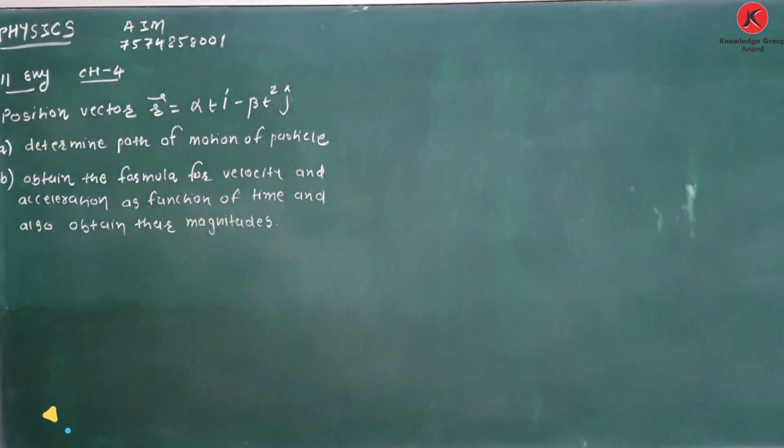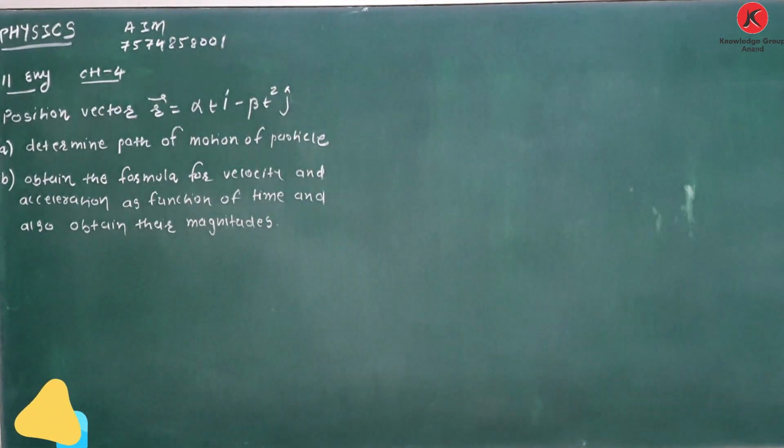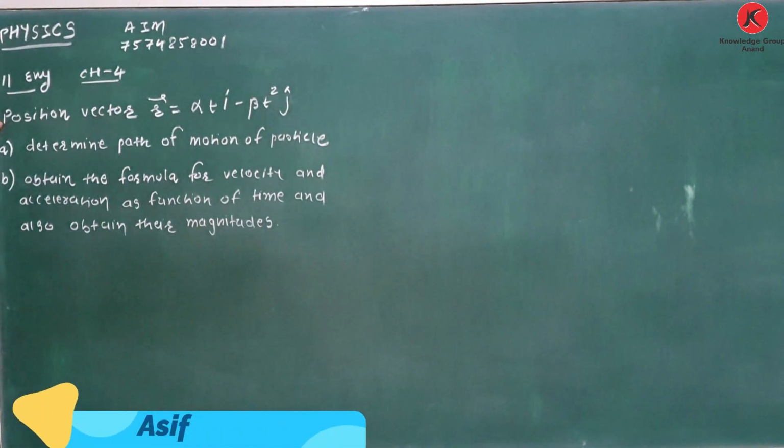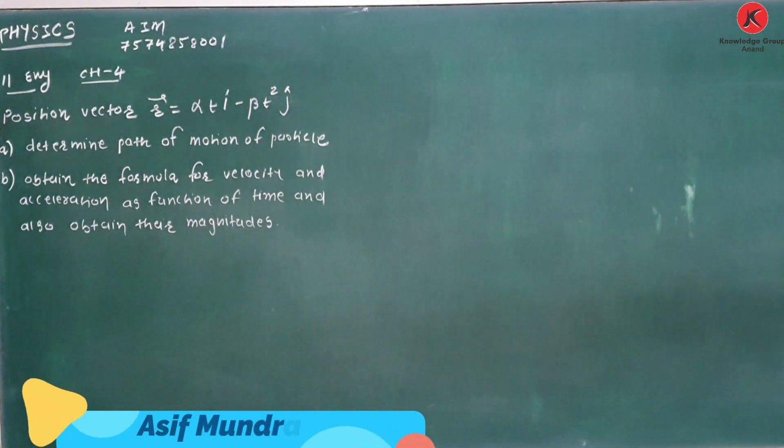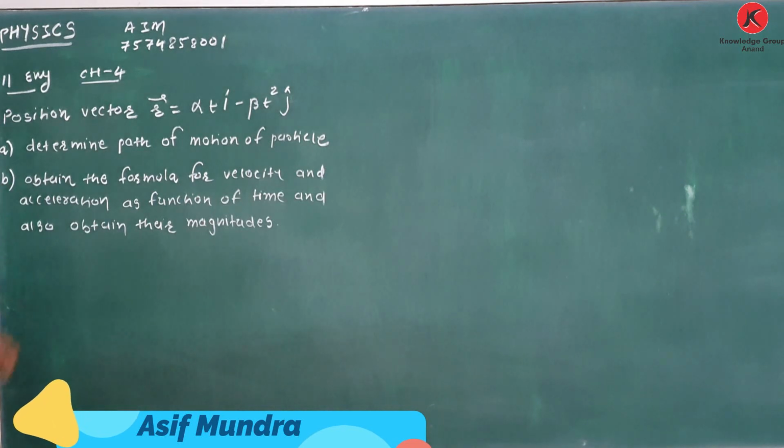We will continue with some sums. See, position vector r is equal to alpha t i minus beta t square j. Question A, determine path of motion of particle. And question B, obtain the formula for velocity and acceleration as function of time and also obtain their magnitudes.